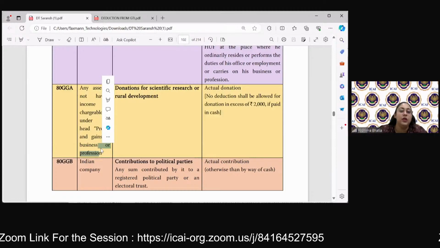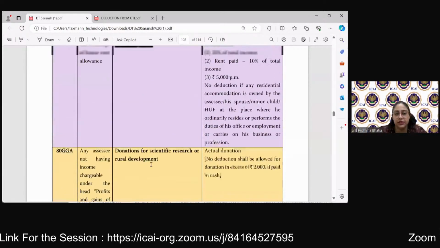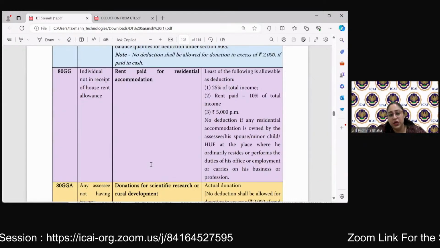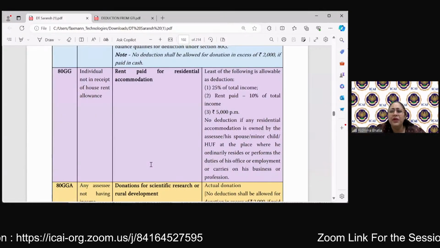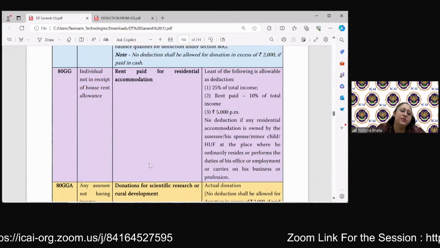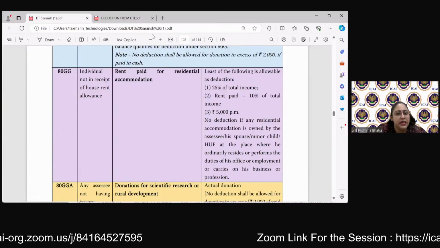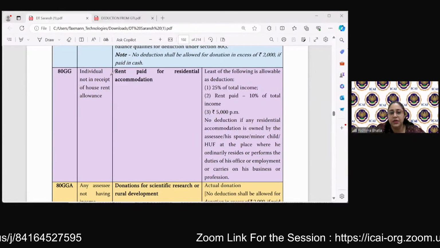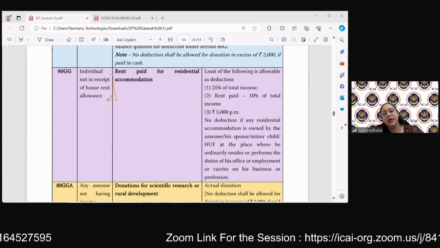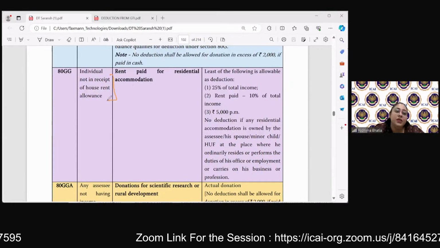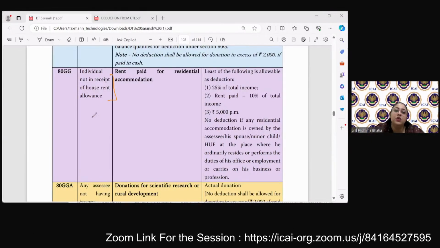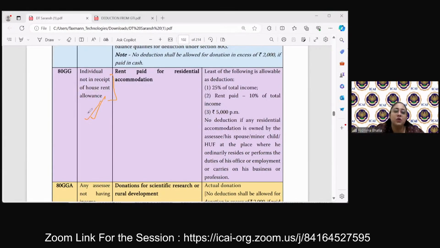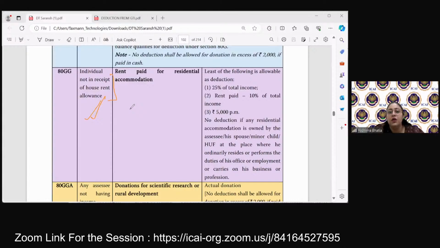Sorted. Now, next question, next deduction which is here is 80GG, which is rent paid for residential accommodation. Ma'am, rent paid for residential accommodation, don't we have house rent allowance for it? Yes, we have house rent allowance for it. But not everyone is getting house rent allowance, right? I can be into salary, I may not be getting house rent allowance, or I can be a non-salaried person. Then what will happen? So this deduction is basically for those individuals who are not claiming house rent allowance exemption.